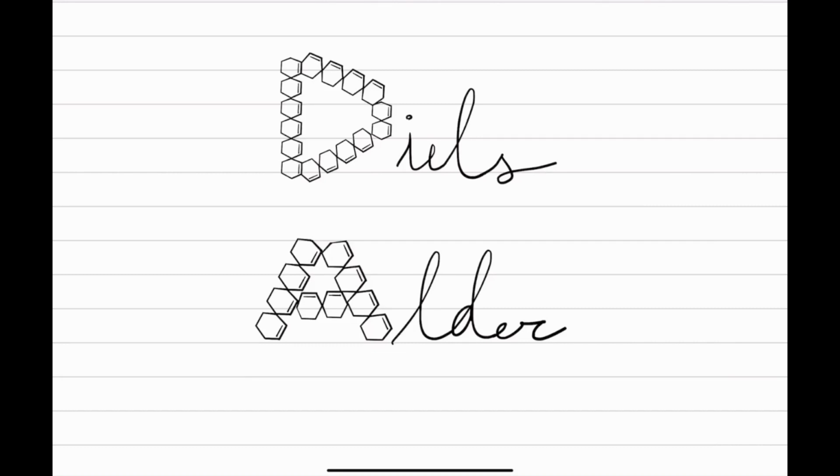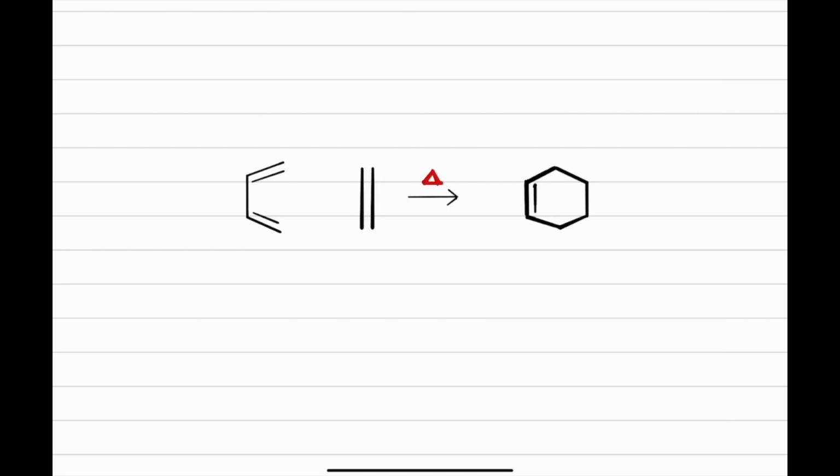Diels Alder is a concerted mechanism, so all the new bonds are forming simultaneously. And this converts an S-cis diene and a dienophile with heat into a cyclohexene. Now I presented the mechanism as having the electron pushing arrows in a counterclockwise fashion, but it could have just as easily been in a clockwise fashion.